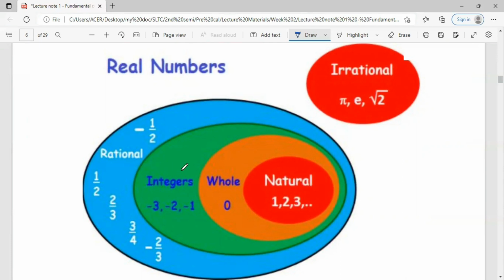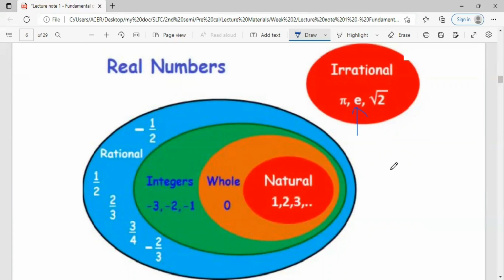So this one is integer. Then we can divide that one into whole numbers, because we know that whole numbers are only positive values. Positive values mean positive integers including 0. But in natural numbers we know that there is no 0 included, right? And irrational numbers, we know that pi, e, and square root of 2. We know that this e means exponential, right?